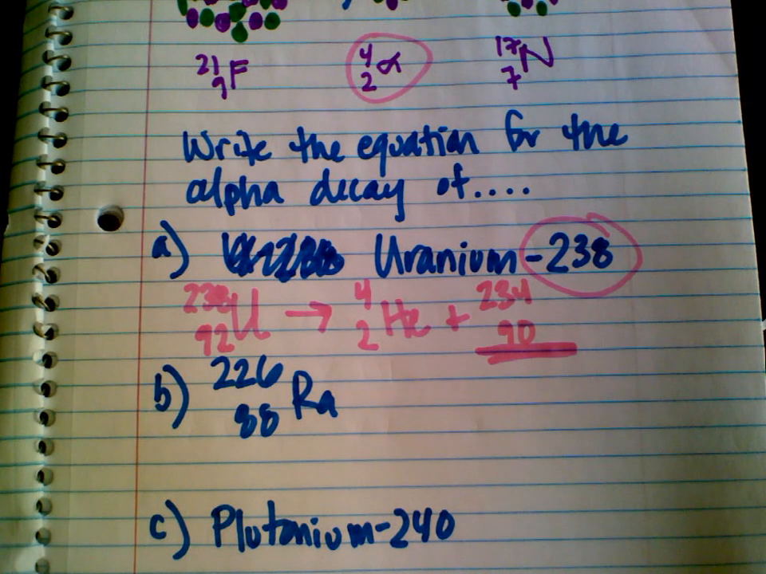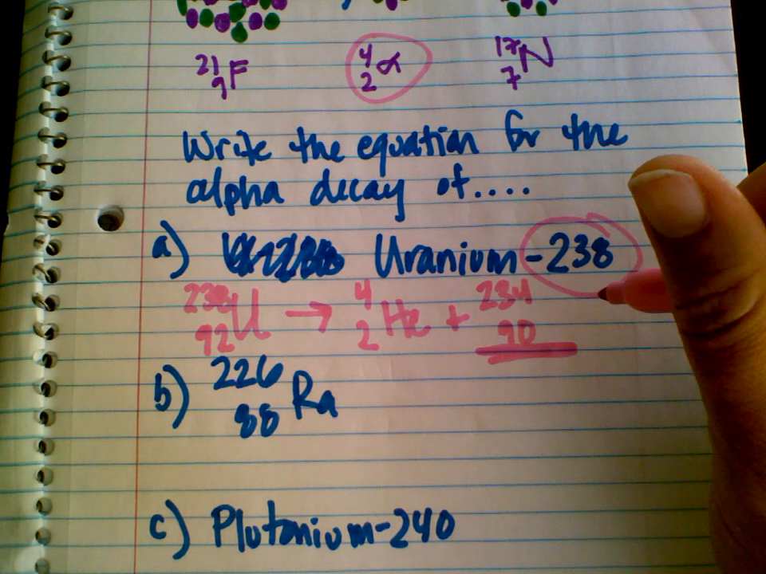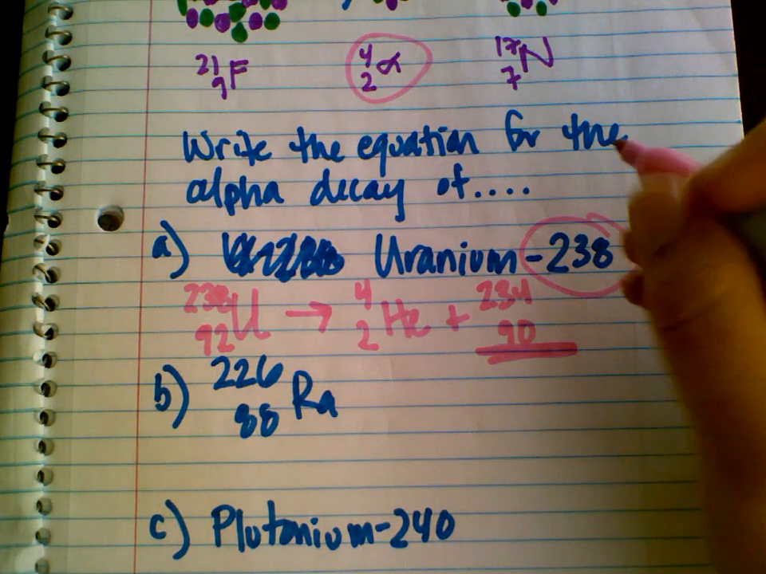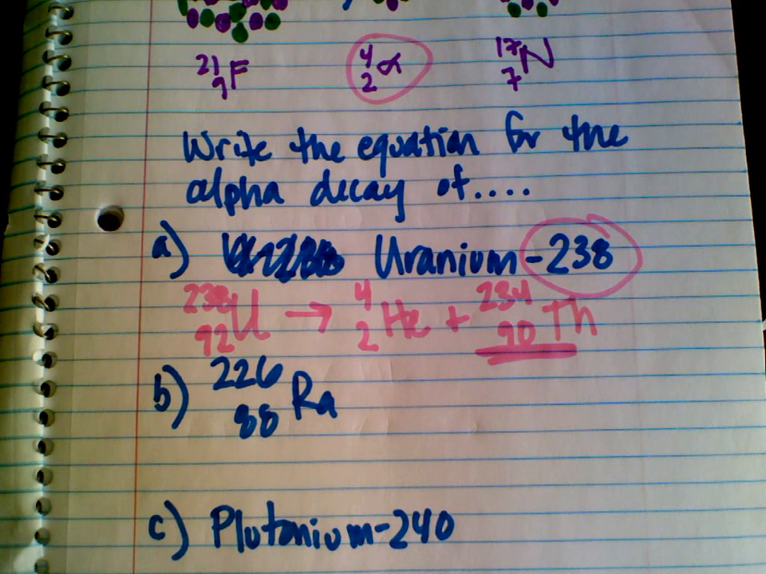So then I go to my periodic table and I say, okay, what element has an atomic number of 90? And when I look at my periodic table, that is thorium. Okay, so that is how I would do this problem.